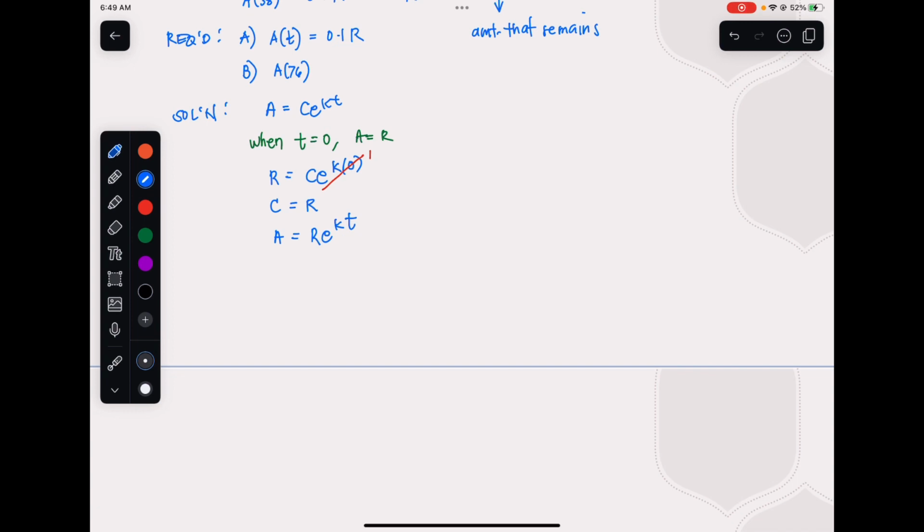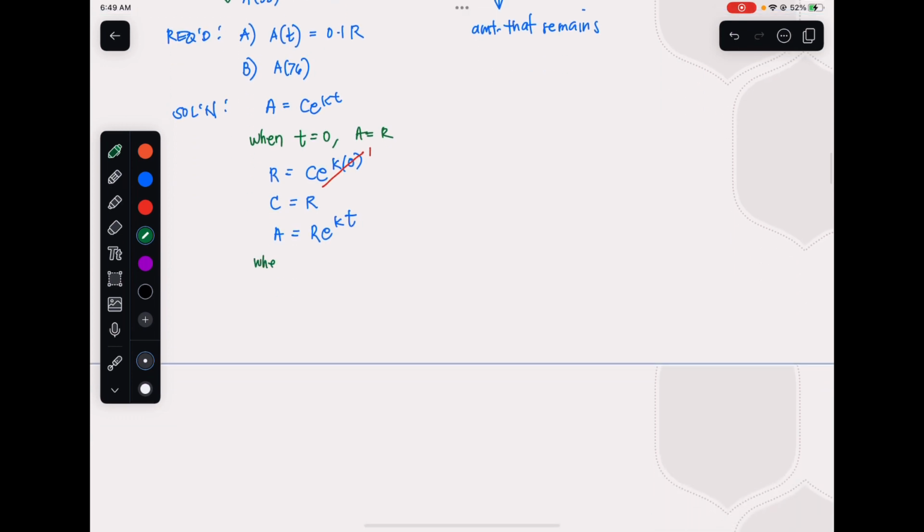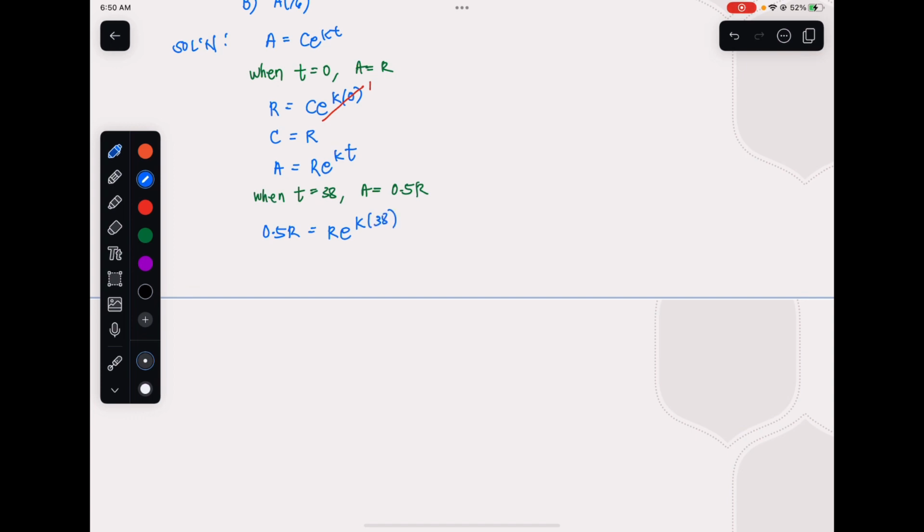Now that we know the value of C, we proceed with our second given. That is when time is equal to 38, our A reduces to 50% of the original amount. So we substitute A as 0.5 R, which is equal to R e raised to K times 38. There are two R's on both sides of the equation, so we can eliminate them.